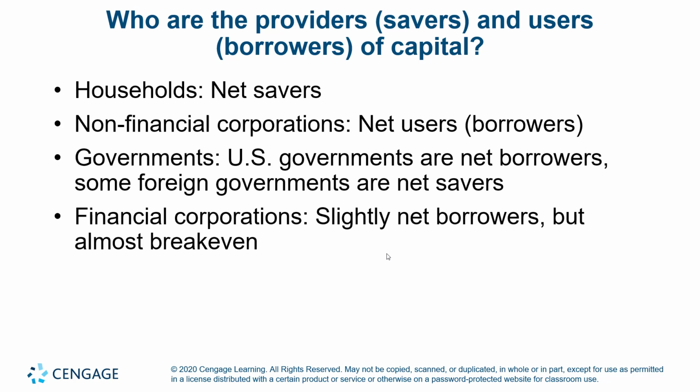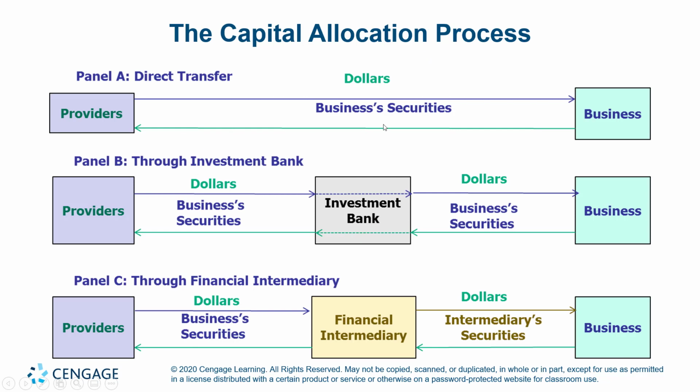So who are those users and providers? Households are the net savers. They are the providers of capital. Non-financial corporations are the net users, the borrowers. Governments are net borrowers. Some foreign governments are net savers, and financial corporations are slightly net borrowers but almost break even. And this is the flow of funds, the capital allocation process between borrowers and suppliers.